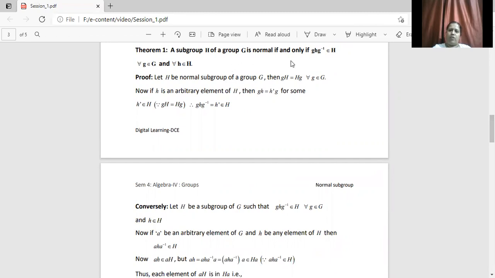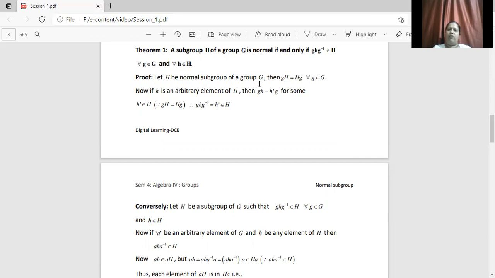If and only if means, first we'll consider H as a normal subgroup of G, then we'll prove ghg inverse belongs to H. And conversely, if we consider ghg inverse belongs to H, then we have to show that H is a normal subgroup of G. Okay, we see the proof.